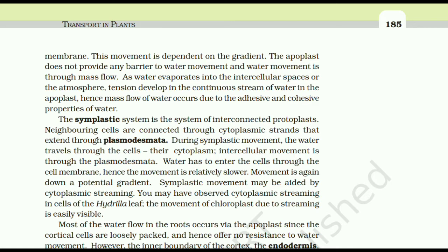As water evaporates into intercellular spaces or the atmosphere, tension develops in the continuous stream of water in the apoplast. Hence, mass flow of water occurs due to the adhesive and cohesive properties of water.